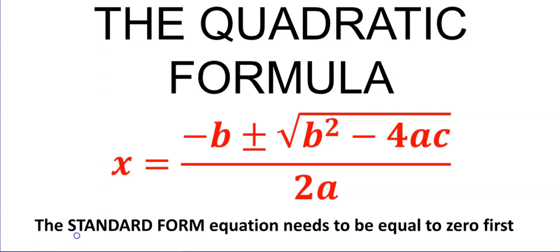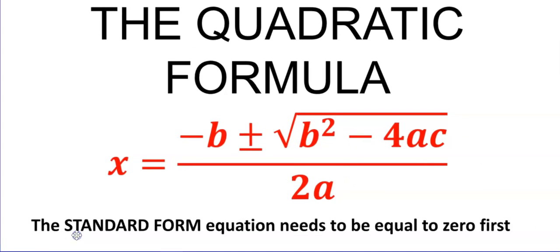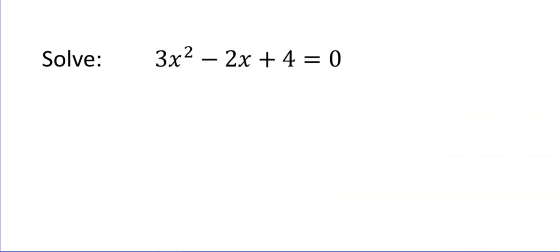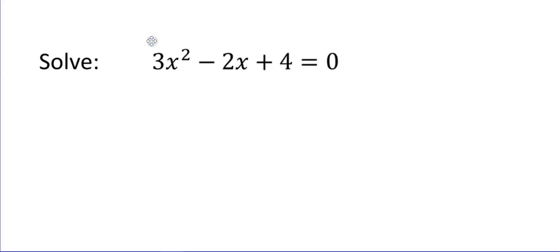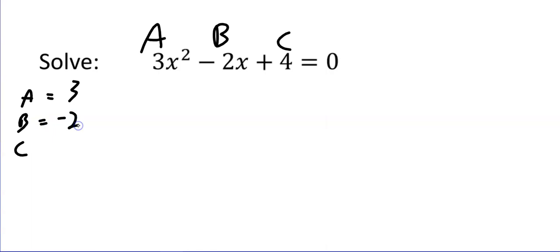So, also important, just as before, standard form has to be equal to 0 first. I highly suggest you get in the habit of labeling a, b, and c off to the side. So a equals 3. Be careful, b is negative 2. A very common mistake there is to just say 2.